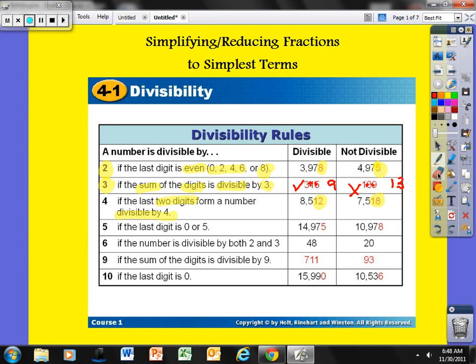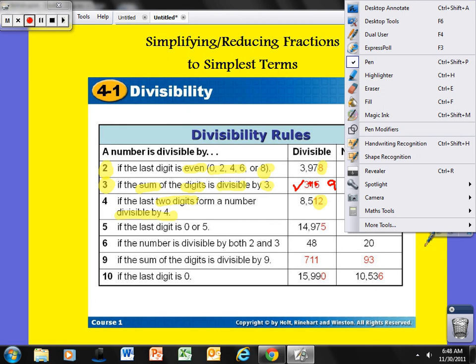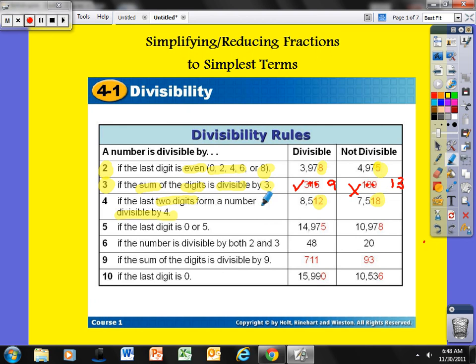Okay, the next one. I take a look at 5. The last digit is a 0 or 5. This one you've probably been working on since 3rd grade, maybe even 2nd. 1,400 or 14,975. I look at the last digit is a 5. That ends in a 0 or 5. It's divisible by 5. I look at the 10,978. I ignore everything else except that last digit, which is the 8. It's not a 0 or 5. It's not divisible by 5.